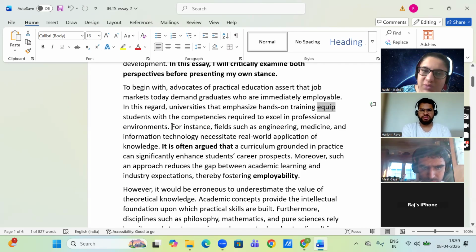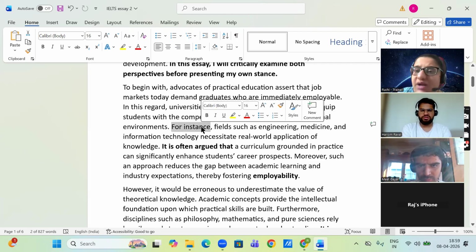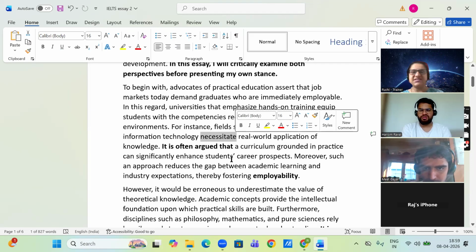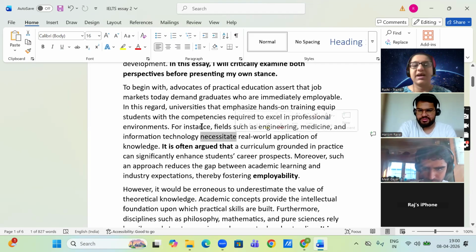Now we move on to an example. For instance, for example, to exemplify, to illustrate. For instance, fields such as engineering, medicine, and information technology necessitate. Write down this word, guys. Making something necessary, that is called necessitate, okay?